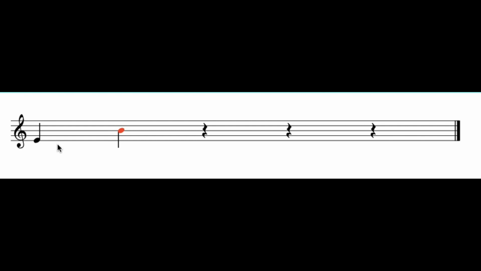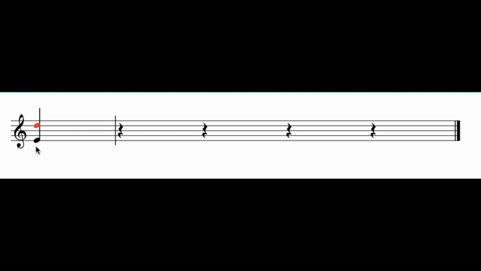I could also write them at the same time. So here's my E, and I could write a fifth above it, E and B together. Or maybe I wanted a seventh. That's E and D together. That's a seventh. Let's just make sure. 1, 2, 3, 4, 5, 6, 7. Yeah, that's 7 notes apart.